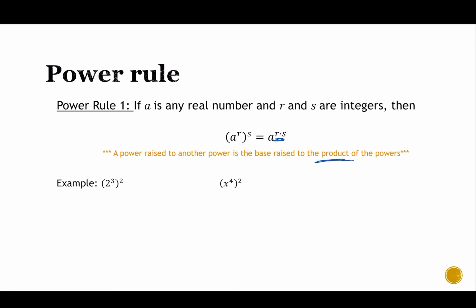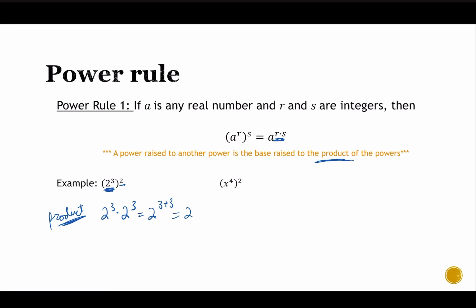So let me show you an example. Here I have 2 cubed squared. That means I want to take 2 cubed times itself twice. So I've got 2 cubed times 2 cubed. Well, now this looks kind of like the product rule. And the product rule says when I'm multiplying exponents with the same base, I can add their powers. So this would give me 2 to the 3 plus 3, which is 2 to the 6. Well, if I had just gone ahead and multiplied them like the power rule says, I would have gotten 2 to the 3 times 2, which is 2 to the 6.